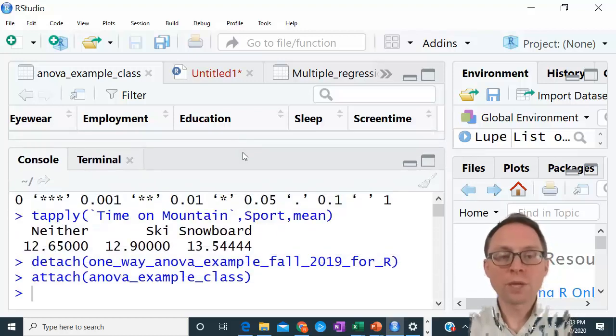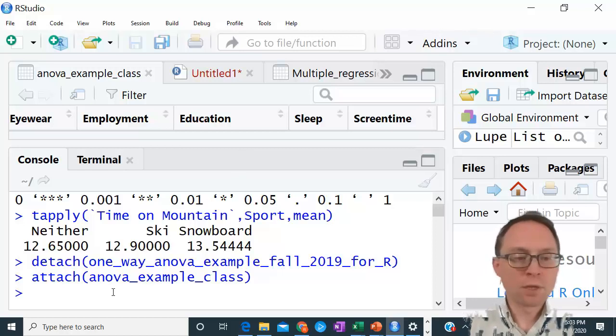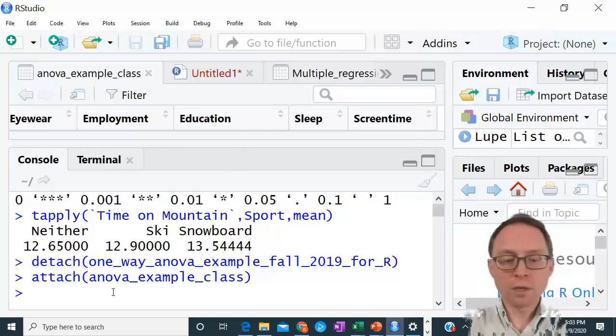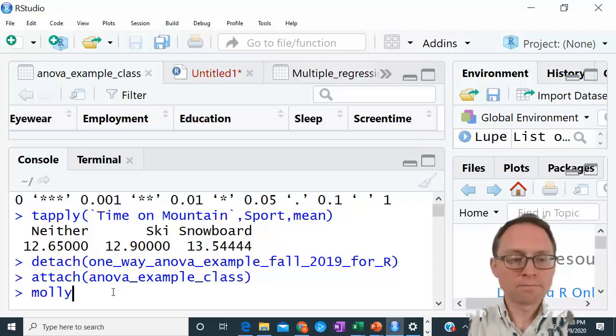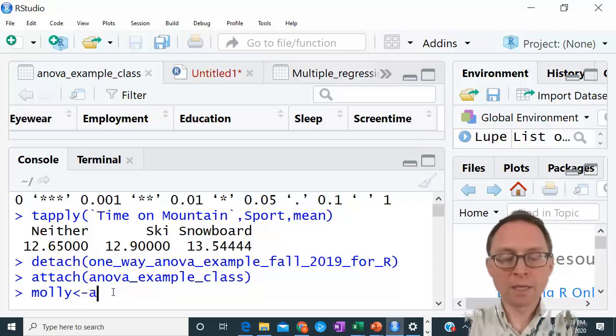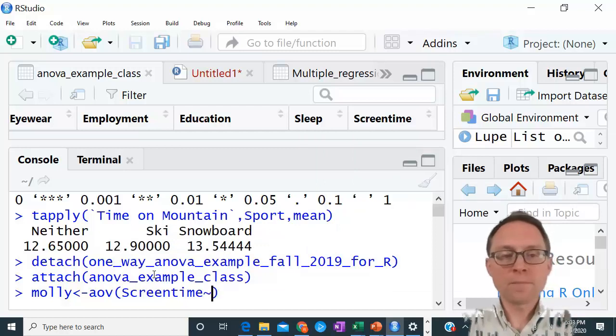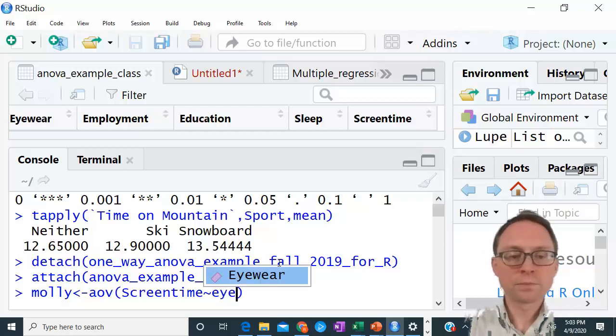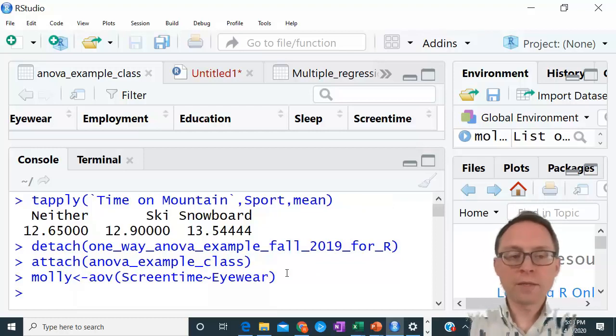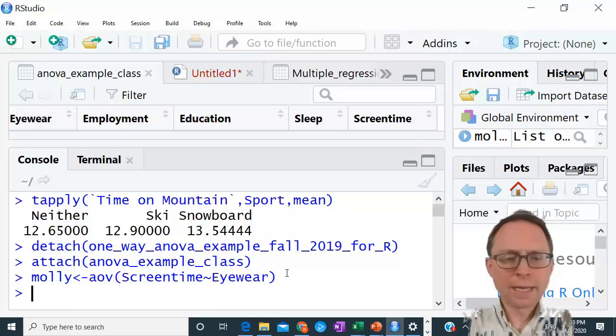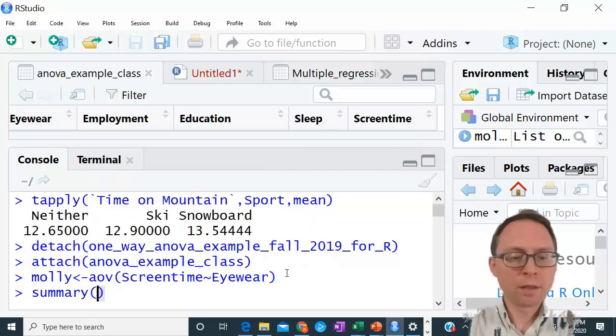So let's create a new group. This one is going to be called Molly. I'm going to call my model Molly because I can call it whatever I want. It doesn't matter. I make a little arrow. I say AOV, and then in parentheses, I put the dependent variable, which is screen time, and then a tilde, and eyewear. And when I do that, oh, nothing happens except it did happen. It created a Molly model. And now I'm going to say summary of Molly.